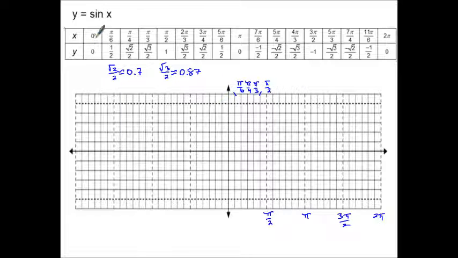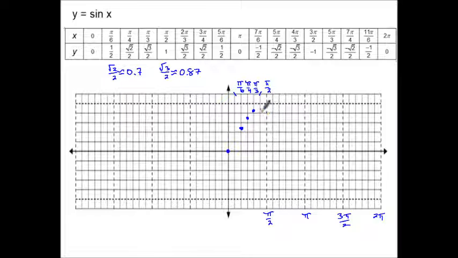Okay, if I have 0, I get 0, so it goes right through the origin. Okay, pi over 6, which again is my second line, I've got a 1/2. Well, 1/2, so 0.2, 0.4, 1/2 right there gives me a point right there. Okay, for the pi over 4, I get a root 2 over 2, which, as I said a moment ago, is around 0.7. Next one is 0.87, so that puts me at about right here.